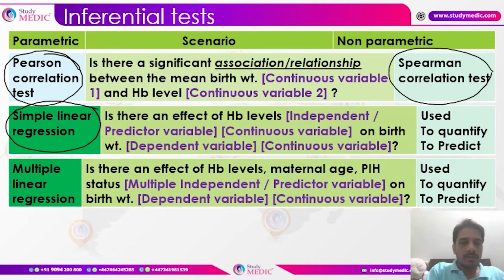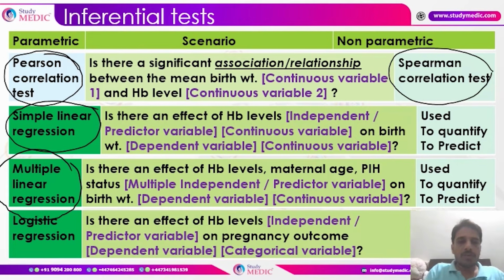Now look at this scenario, the same extended scenario. Here we are trying to find out the effect of not only hemoglobin but also age, whether pH is present or not, etc., which are all more than one independent or predictor variables, on what? Birth weight, which is one dependent continuous variable. So the dependent variable here is continuous, but there are multiple independent variables. Then we go ahead and do what is called the multiple linear regression test.